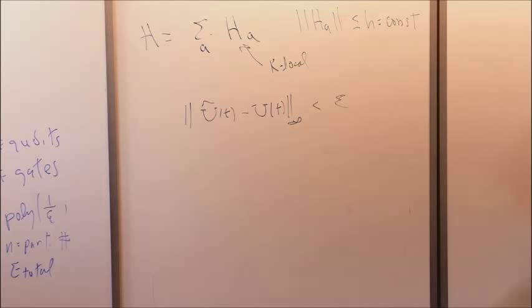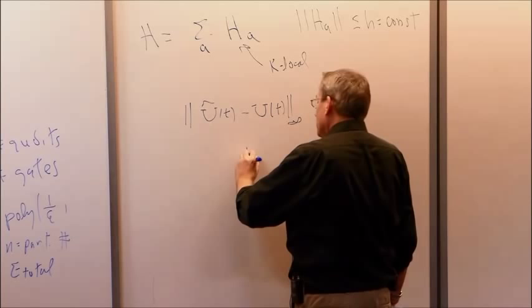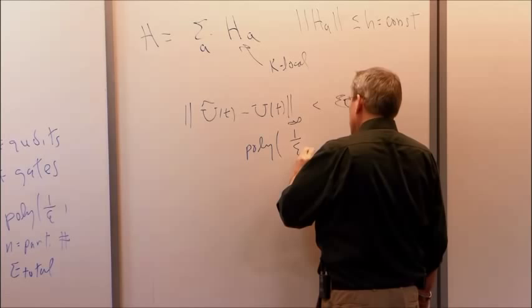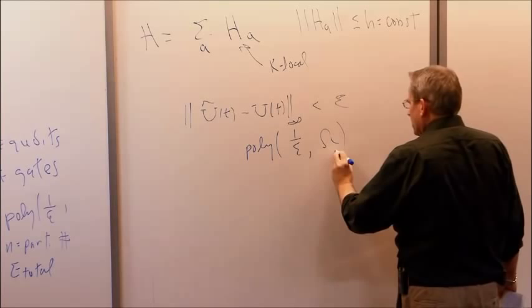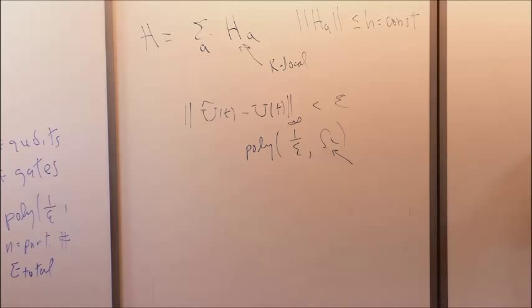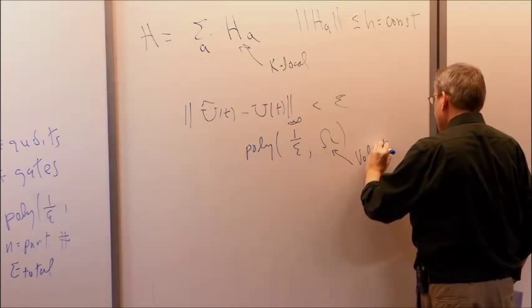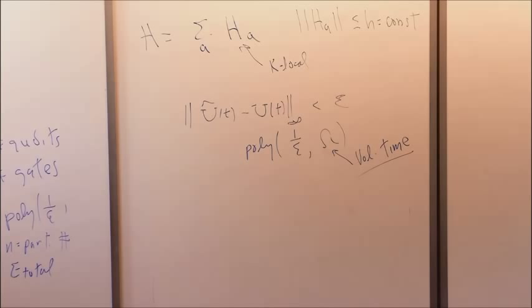And it's been a known result for a while that this can be done with a number of gates which is polynomial in 1 over epsilon and in what I'll call omega, which, if we're thinking of a geometrically local Hamiltonian, is the space-time volume that we're trying to simulate. So it's volume times time. So why isn't the problem solved?